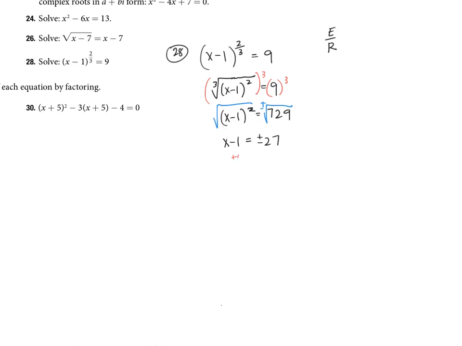And then the last step is to add 1 to both sides. So you get x equals 1 plus or minus 27. Well, 1 plus 27 is 28, so that's one solution. 1 minus 27 is negative 26, so that's your other solution. So negative 26 and 28 are your two solutions.